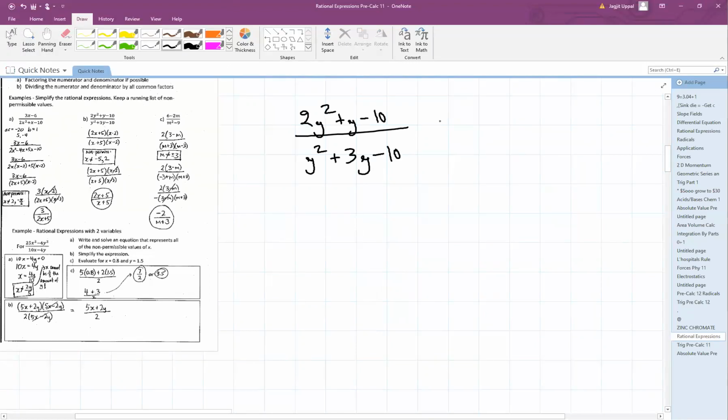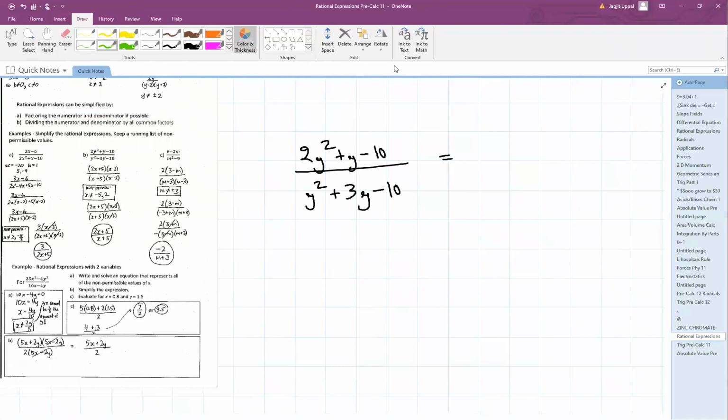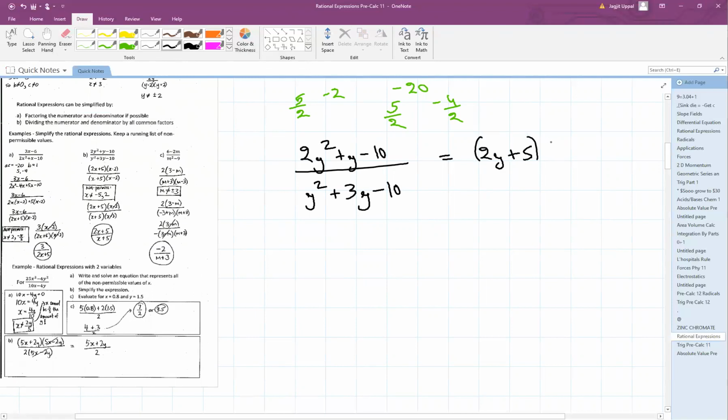Okay, this should be easy. Let's start at the top. 2 times negative 10 is? Negative 20. Yeah, we've got to find 2 numbers, 5 and minus 4. But there's a 2 in front, so divide them by 2. So you get 5 over 2 and minus 2. From 5 over 2, the 2 is going to come in front of y, so you get 2y plus 5. For the other one, you're just going to get y minus 2. Simple.